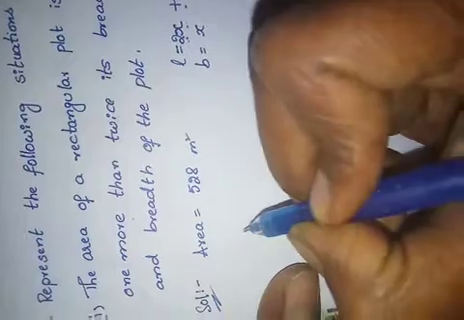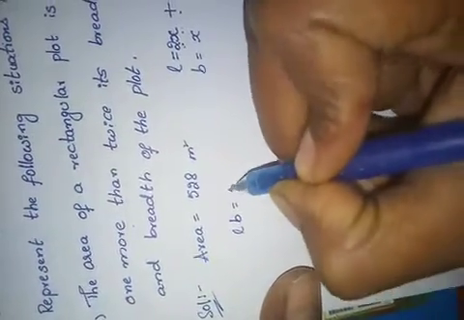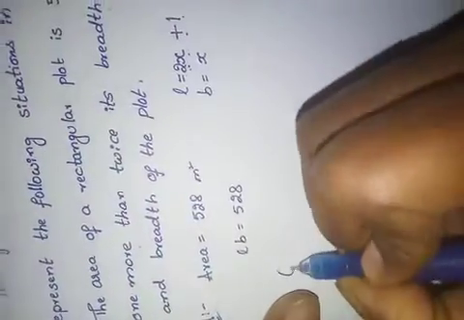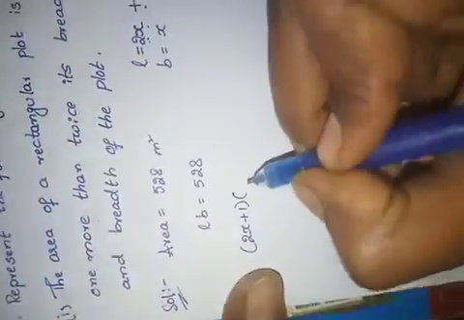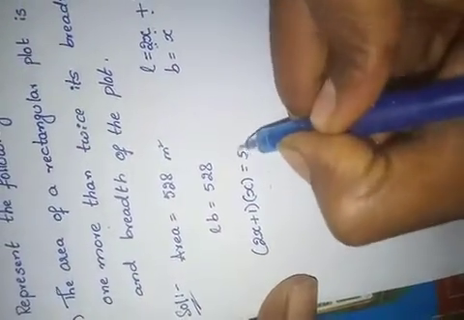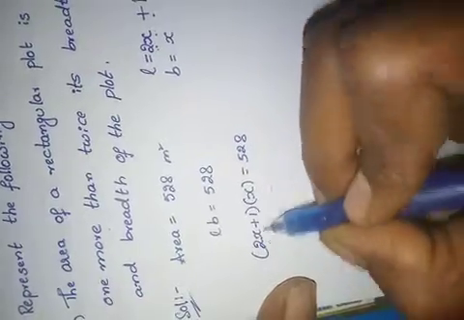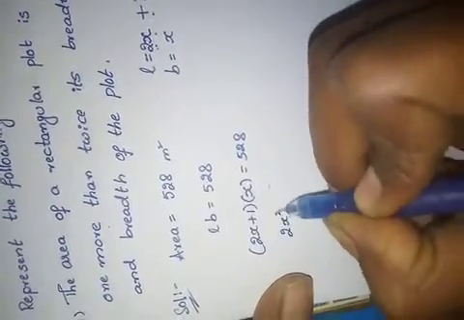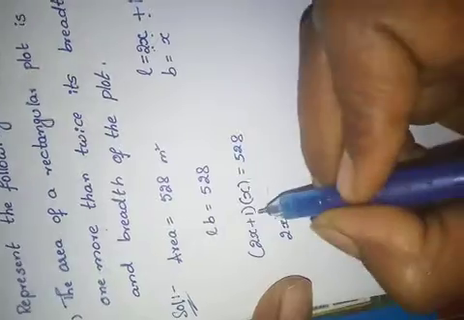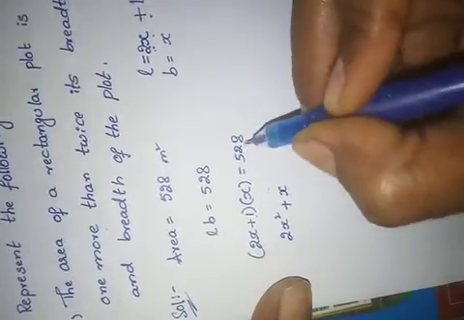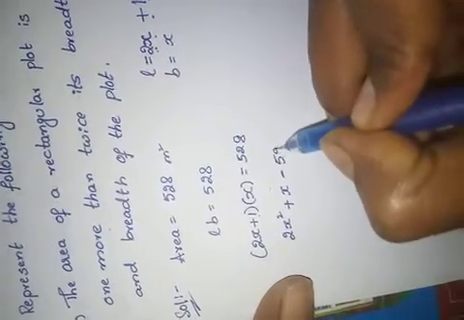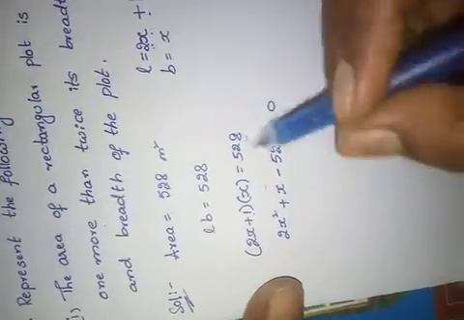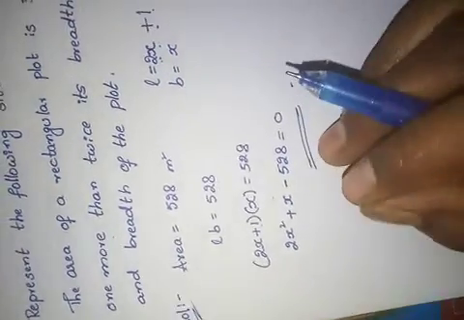See here, area equals what, ma? Length into breadth, that equals 528. What is the length here? 2x plus 1. 2x plus 1 into, what is the breadth, ma? x equals 528. Now multiply with this, 2x into x, 2x square, x into x, x square, plus 1 into x, x. Send this 528 to this side, what will it become? Minus 528. That equals 0. That's all. Our problem is completed.